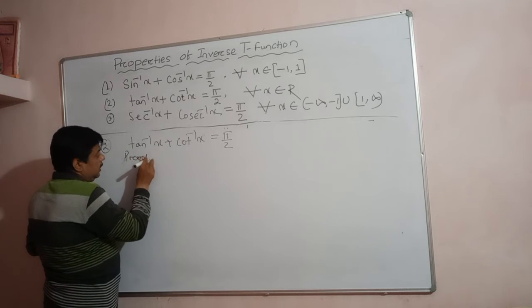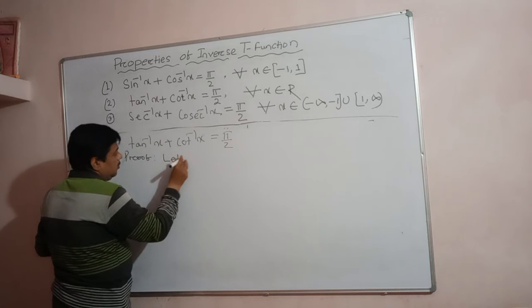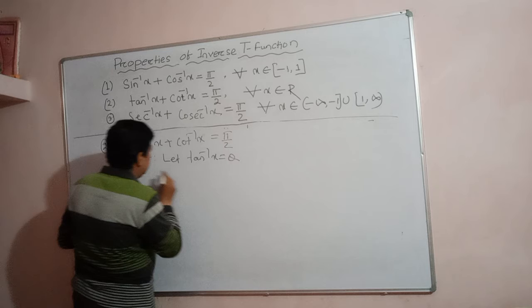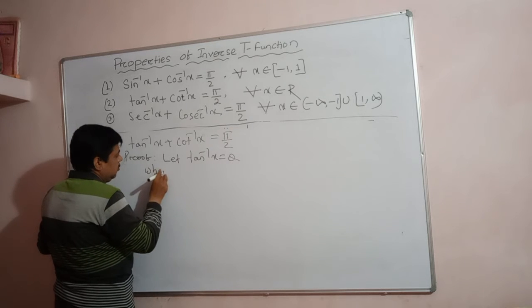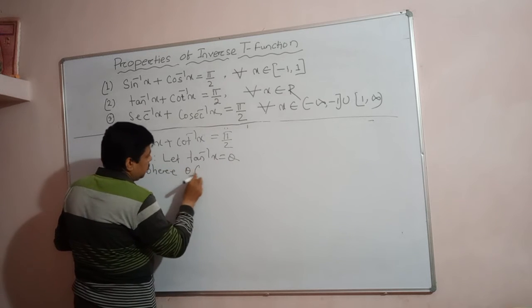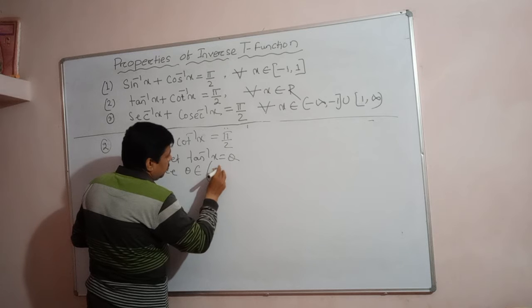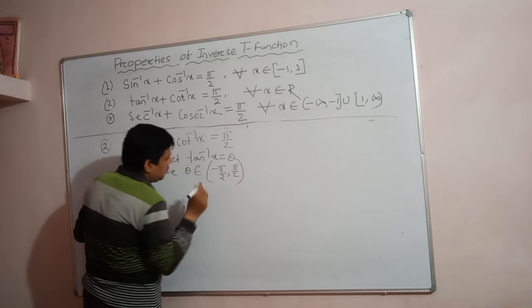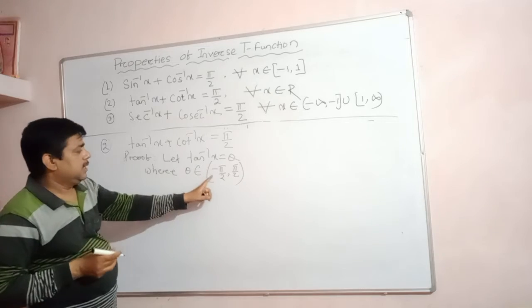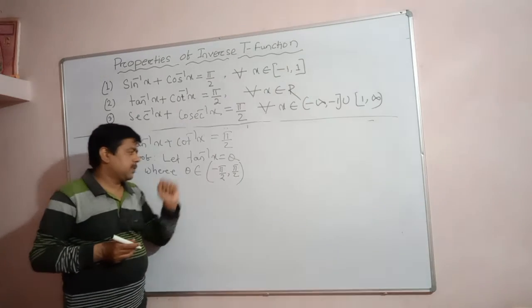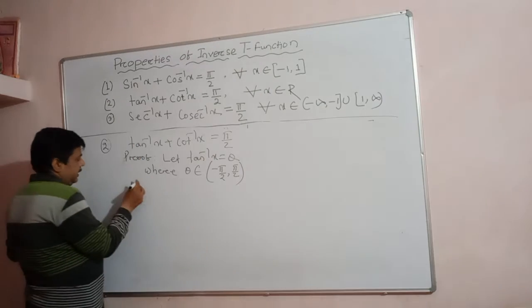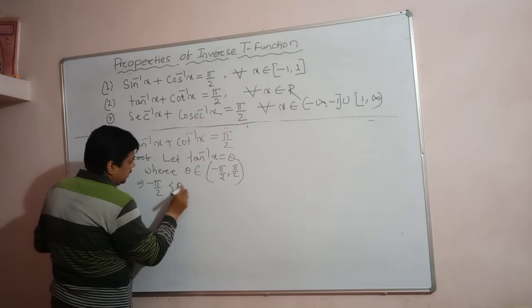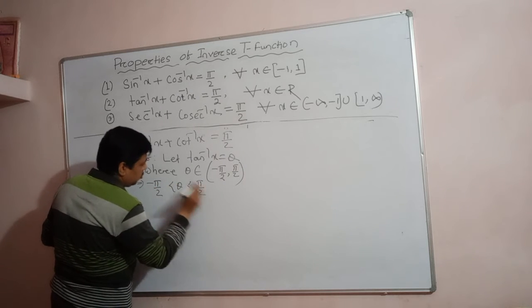Similar process, let tan inverse of x be equal to theta, where theta belongs to the open interval minus pi by 2 to plus pi by 2. This is the principal value. Theta will lie in this open interval minus pi by 2 to plus pi by 2. That implies minus pi by 2 is less than theta is less than pi by 2.